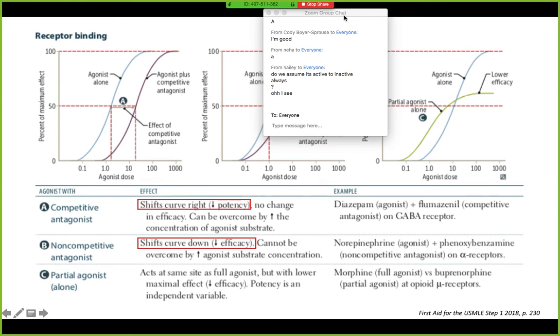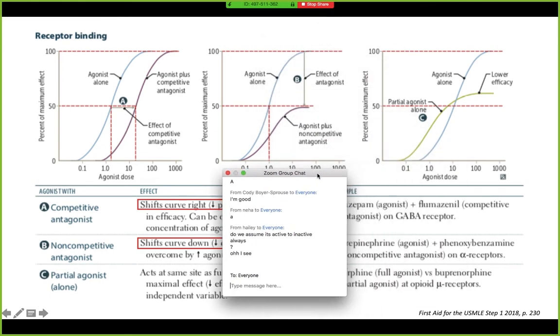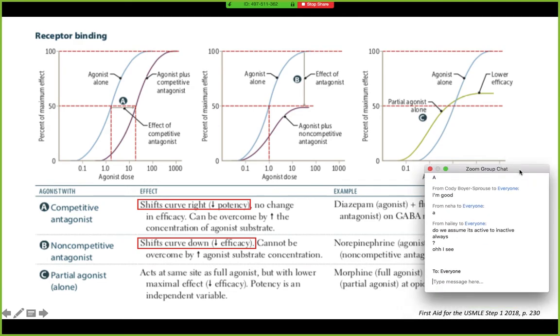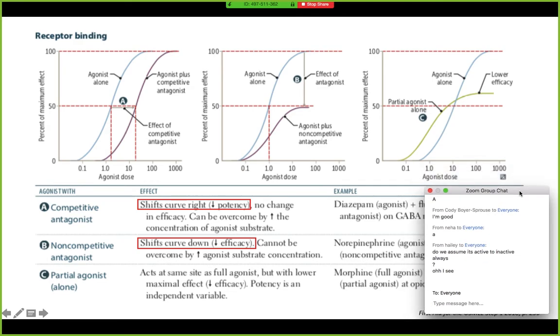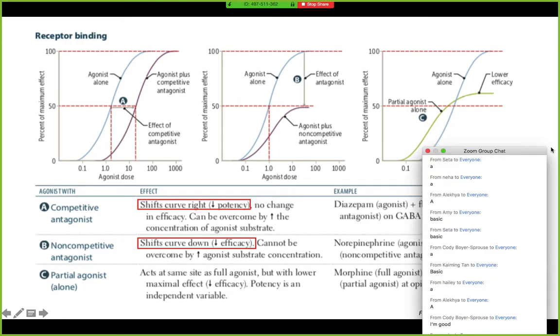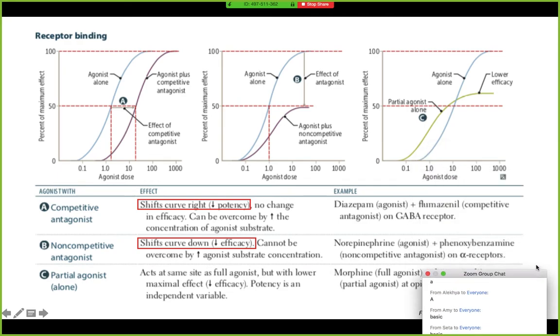Okay, and then again, I really like First Aid. If you haven't cracked open First Aid, or if you don't have a PDF copy, let me know and I can send it to you. But this here just goes through the same thing. With competitive antagonism, remember you get a right shift, and in non-competitive antagonism, you get a downshift. So a decrease in potency versus a decrease in efficacy.